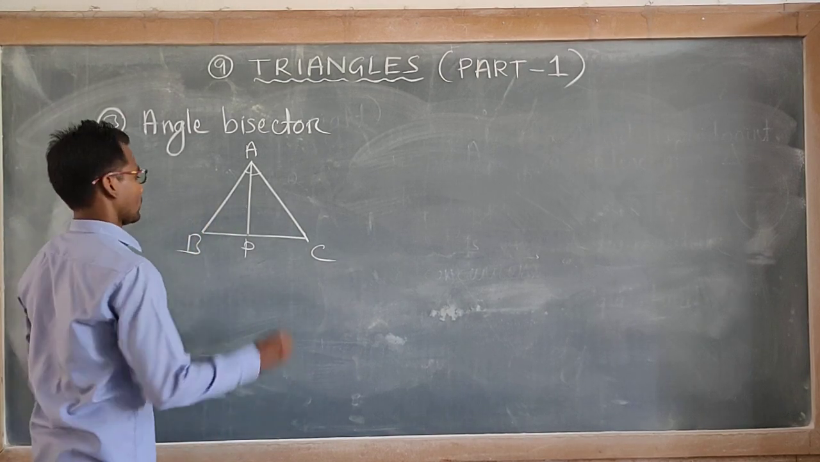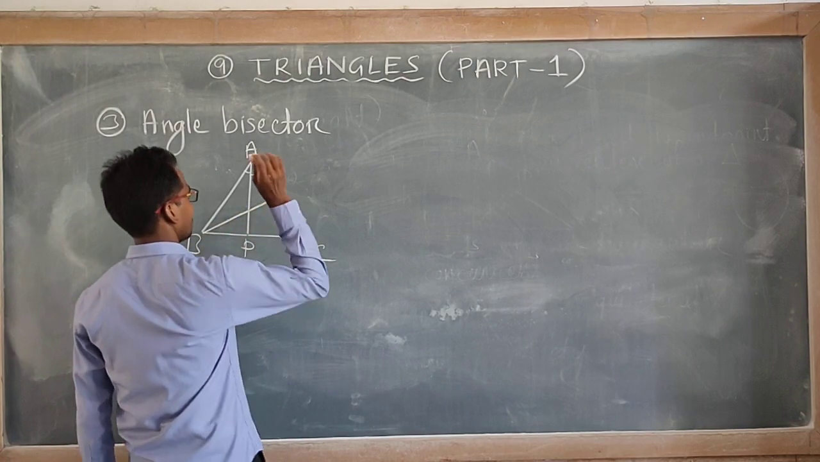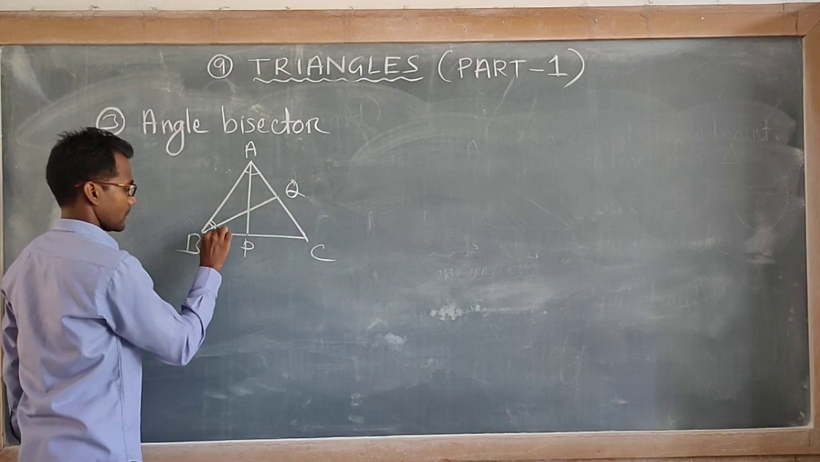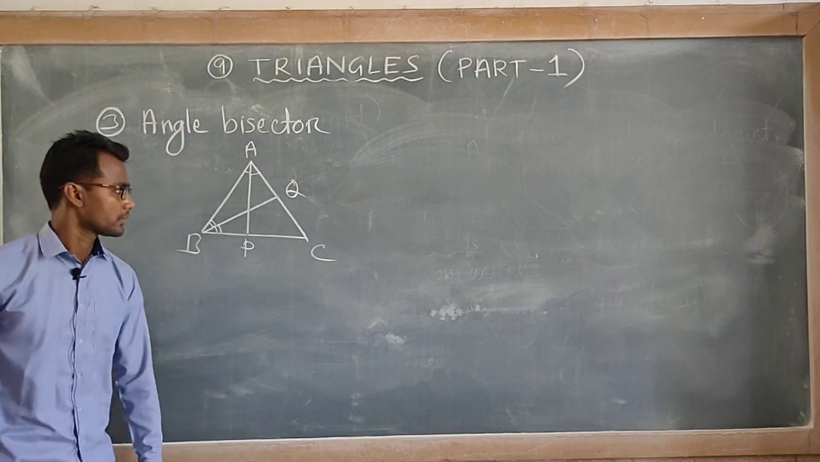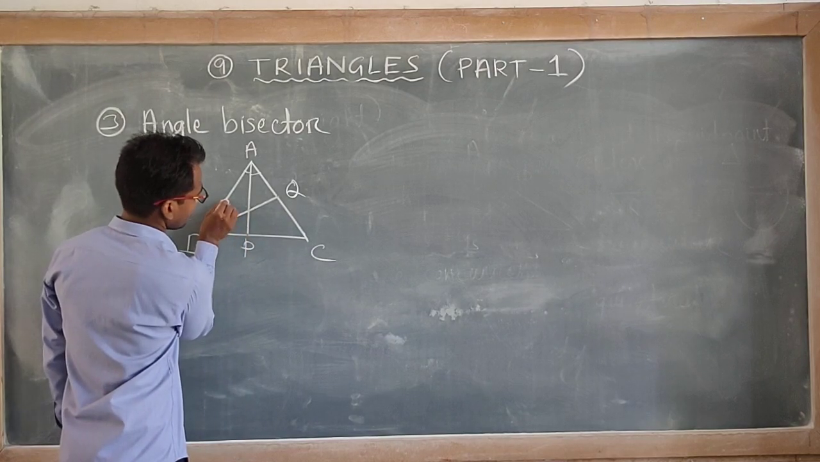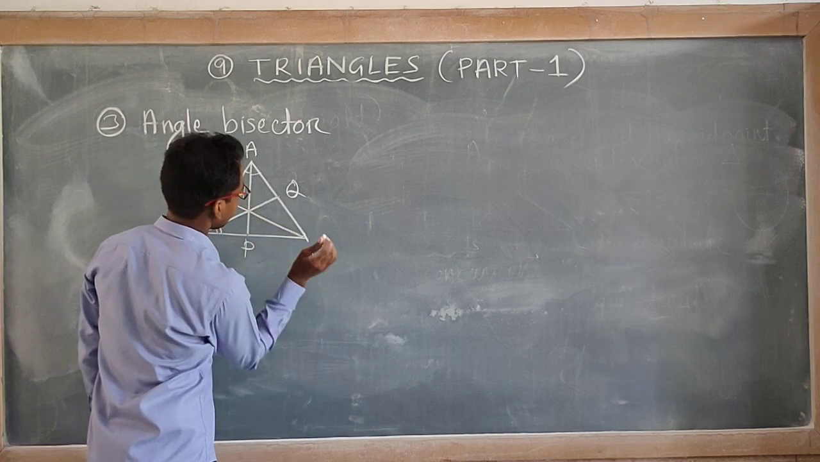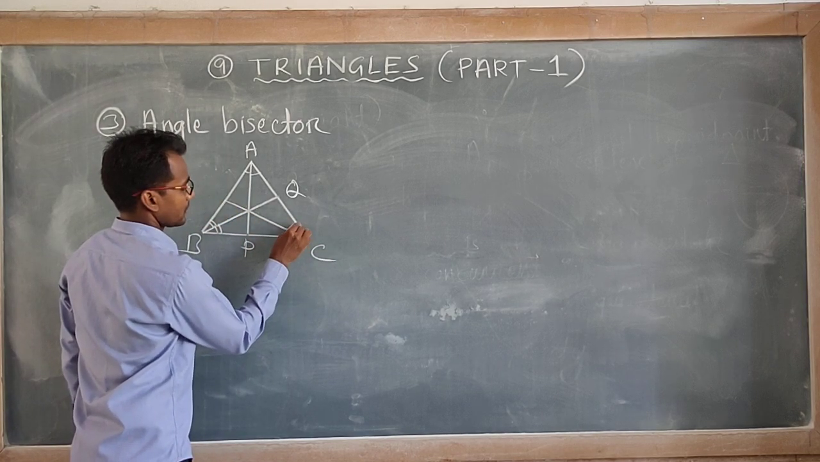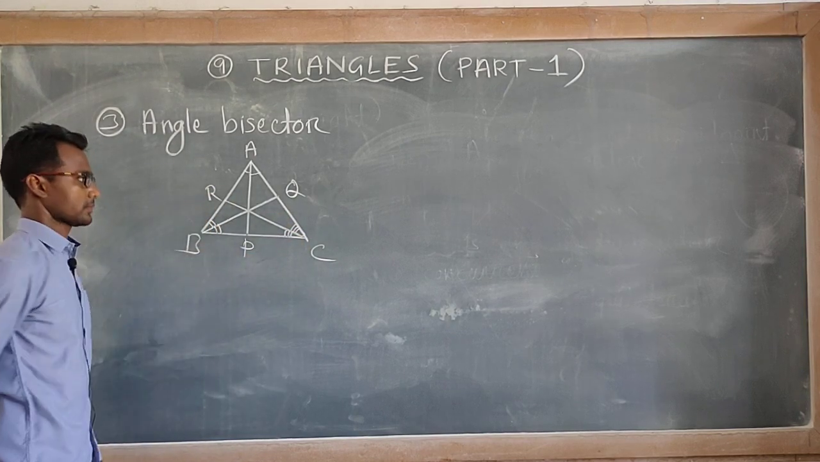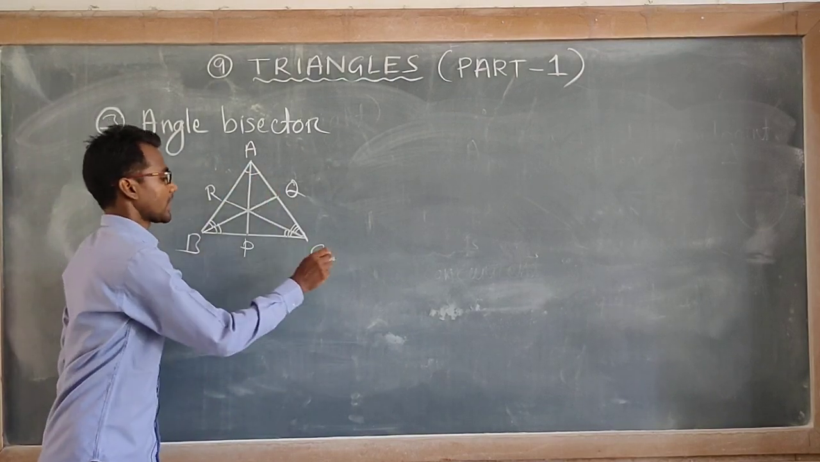Now angle B will be bisected. Let us bisect. Angle B has been bisected. Suppose this is Q. Ready? Third, angle C will be bisected. Let us bisect. Now angle C has been bisected. Suppose this is R. So you can see there can be three bisectors: AP, BQ, and CR.